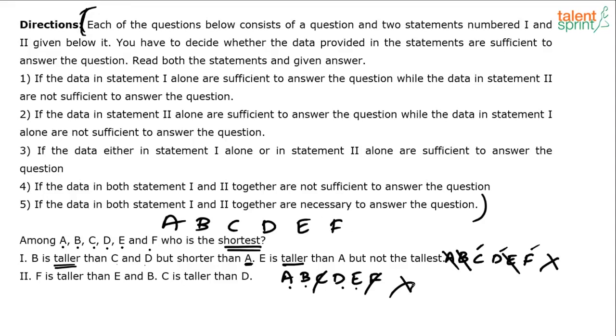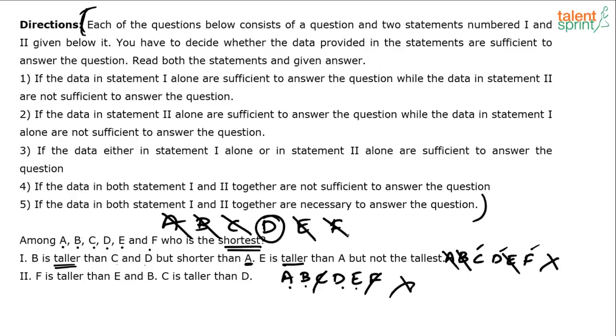If I combine both the statements together, what happens? From statement 1, I know that A, B, E are not tallest, not shortest. From statement 1, I know that A, B and E cannot be shortest. From statement 2, we know that C and F cannot be shortest. Who is left out? Only D is left out. So D has to be the shortest, right?